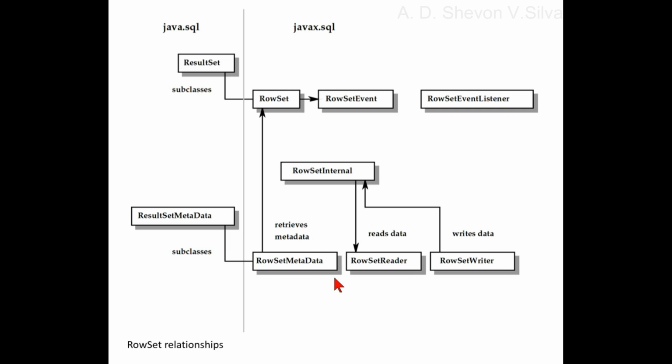Here interface RowSetMetaData, an object that contains information about the columns in a RowSet object. This interface is an extension of ResultSetMetaData.